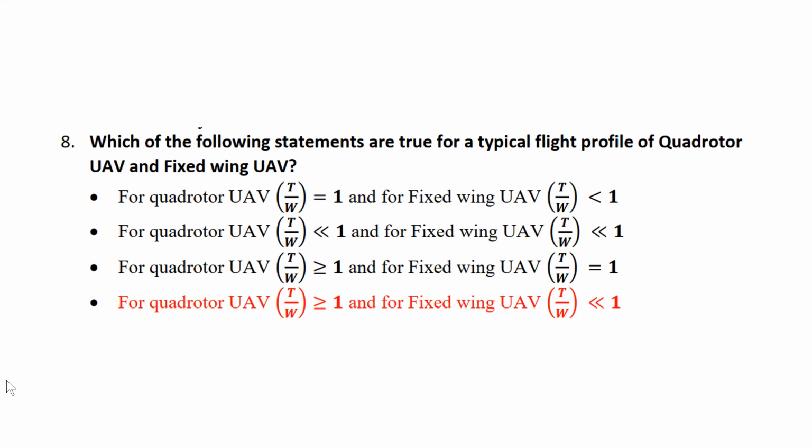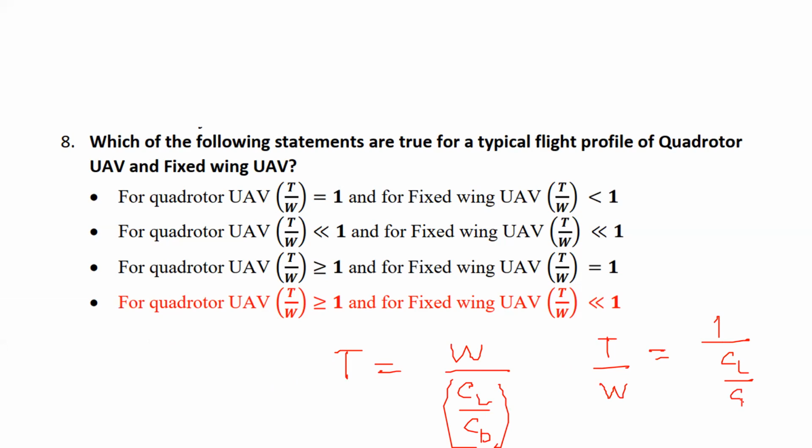Okay, maybe this expression will give us more confidence in the answer. Few days back we were solving questions using this expression for cruise, right? This is only valid for cruise. So from here I see T over W is 1 over CL over CD. And for typical airplanes, CL over CD is maximized for design, basically for cruise. And this number ranges from 10 to 15.